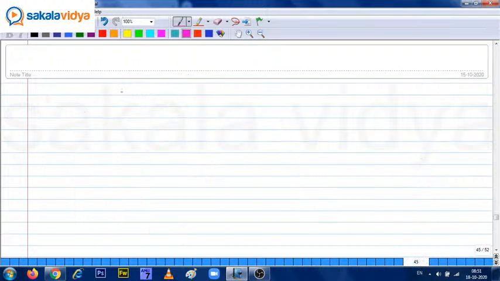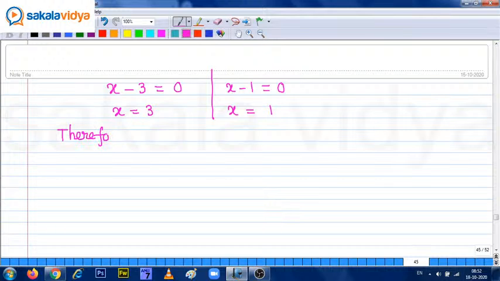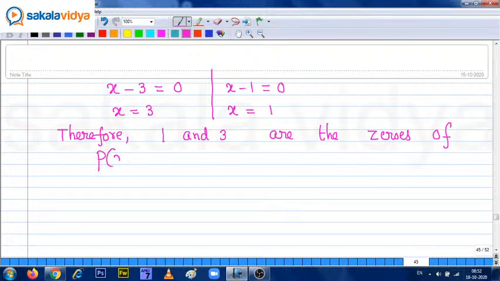So now 2 cases will arise: x minus 3 equals 0 and x minus 1 equals 0. Am I correct? Now what shall we do? We need to solve these two equations. Transposing minus 3 to that side, you get x equals 3. Now x equals 1. So therefore 1 and 3 are the zeros of P of x equals x square minus 4x plus 3. In the plan, the first part has been completed.